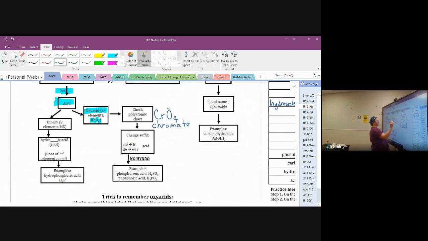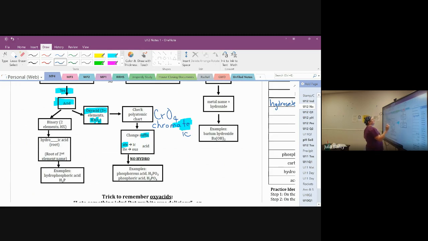It says we need to change the suffix, which would be the part at the end of the word, right? If it's ate, we change it to ic. If it's ite, we change it to ous. We have chromate. We're going to change the ate to ic, and then we're going to write the word acid. So we're going to change this ate right here to an ic, and then that will make it chromic acid. What kind of acid? Chromic acid. Chromic is our adjective. We still need our noun, acid, at the end.